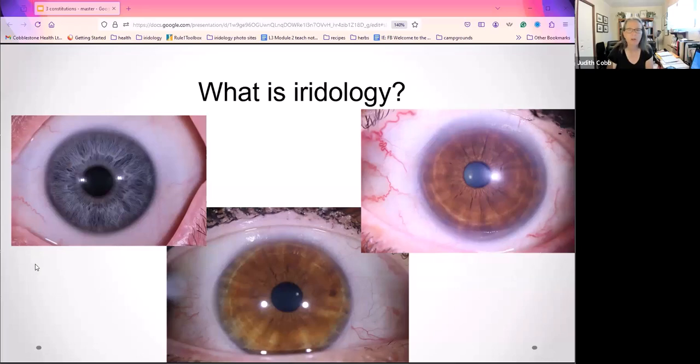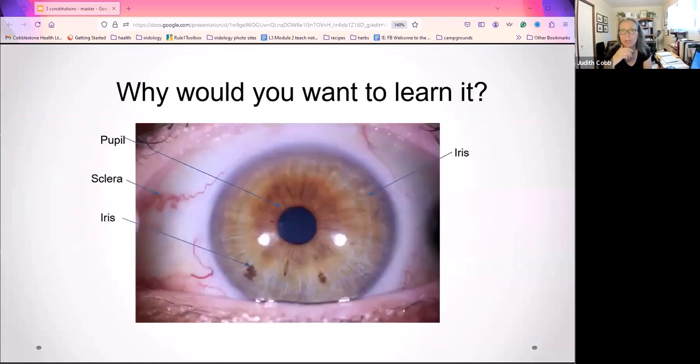All right, so what is iridology? Well, iridology is an assessment system. It integrates the iris, the pupil shape and size, the sclera, and our clients' symptoms. So it's a powerful tool for helping us to get pointed in the right direction and to create the right kinds of recommendations. As we go through what we're going to learn today, I hope you will see how this can benefit you when you are working with clients.